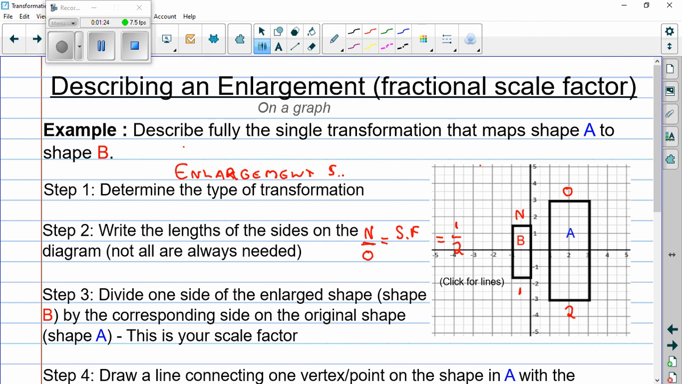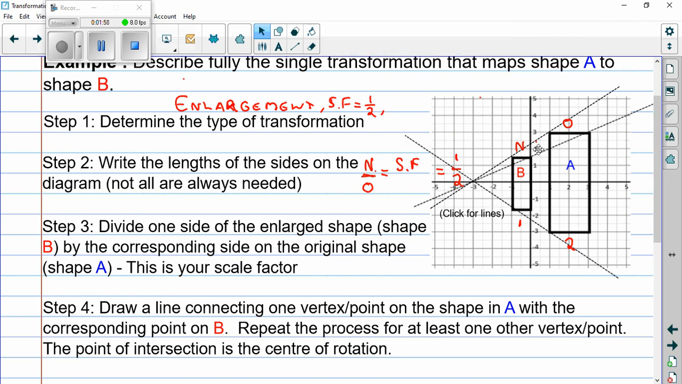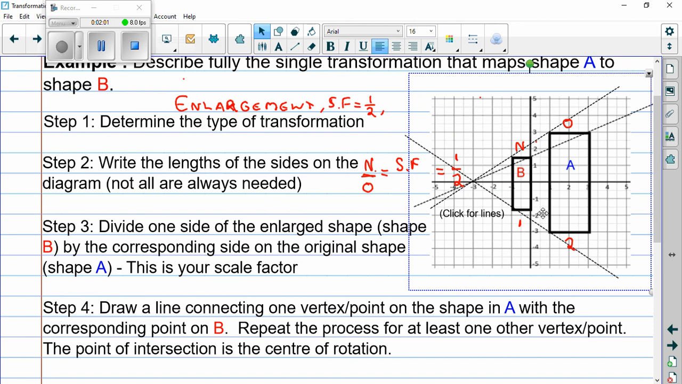So our scale factor is 1/2. I'm going to add that in at the top. Now we want to do step 4, so we have to find our center. We draw a line connecting one vertex on shape A with the corresponding one on B. That's going to look like this for one of our points. So we have one of our lines. Do it for another one of our lines, and slowly fill in and do it for all of our lines.